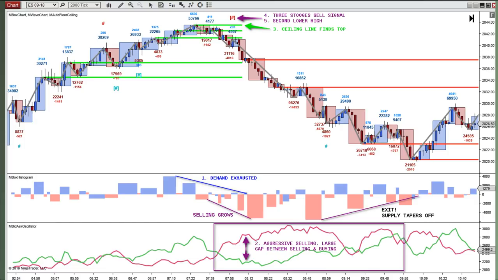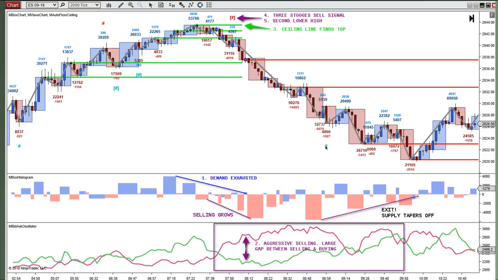So we found 5 points here of confirmation for making a trade. After we see all this, and price comes back down here, this is actually where we would enter short, right here, as price breaks down after this pullback. And then what happens?